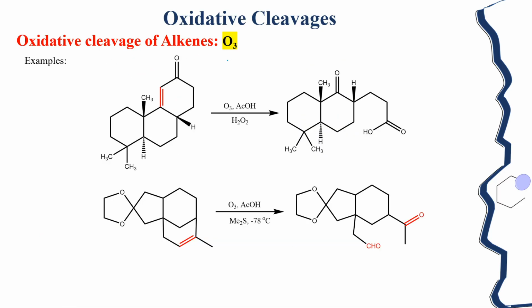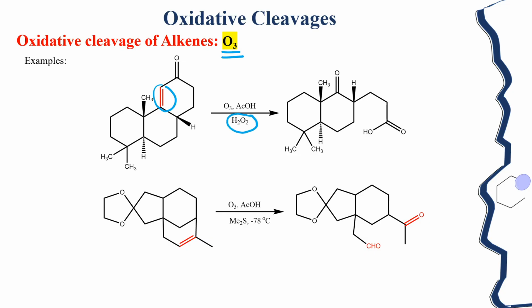For example, you can find here, this is ozone and this is the starting material. Obviously, ozone will react with this double bond to form ozonide. Initially it will form molozonide, followed by ozonide via rearrangement. After that you can see there is H2O2.